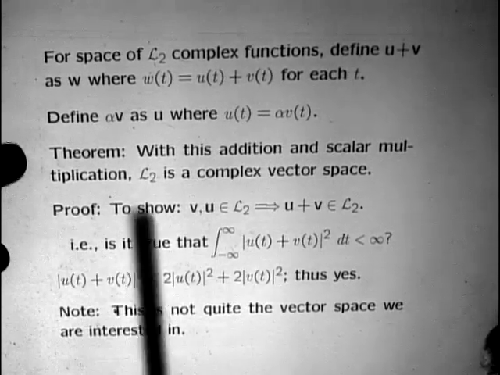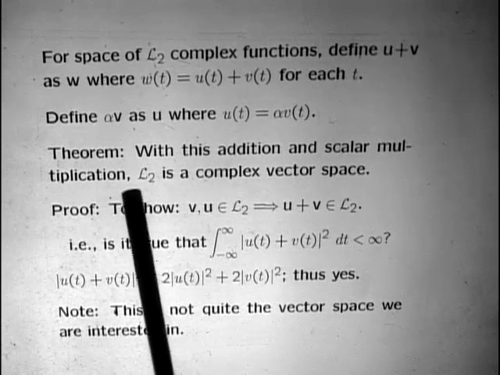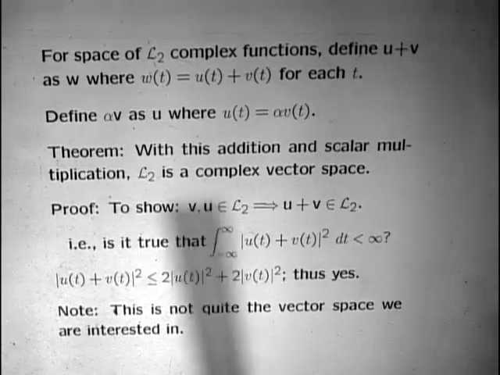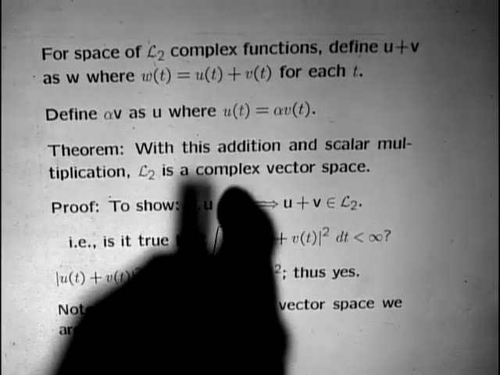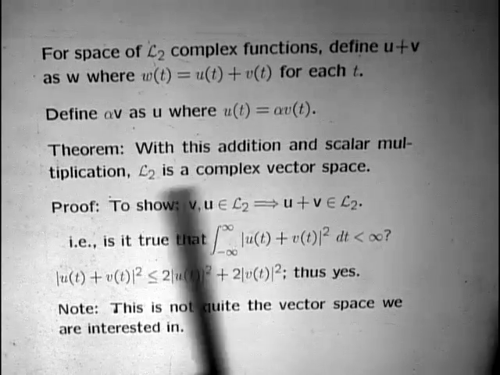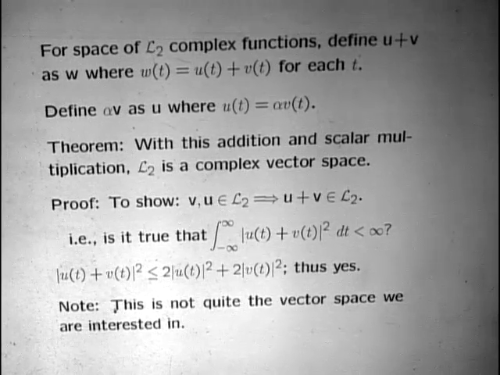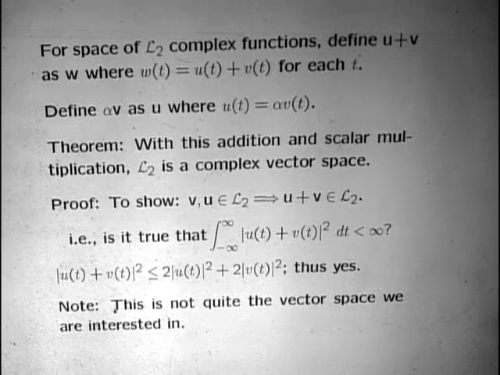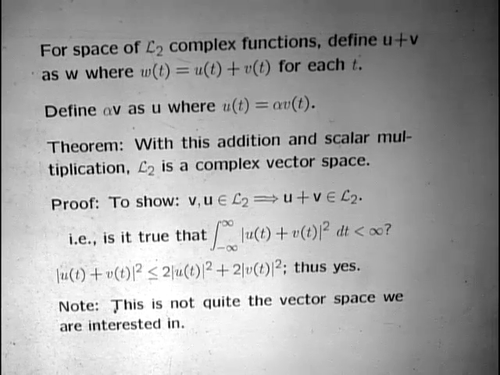With this addition and scalar multiplication, L2, this set of finite energy measurable functions, is in fact a complex vector space. And it's trivial to go back and check through all the axioms with what we've said here, and I'm not going to do it now. There's only one of those axioms which is a bit questionable, and that is when you add up two functions which are square integrable, is the sum going to be square integrable also? Well, you nod and say yes, but it's worthwhile proving it once in your lives.